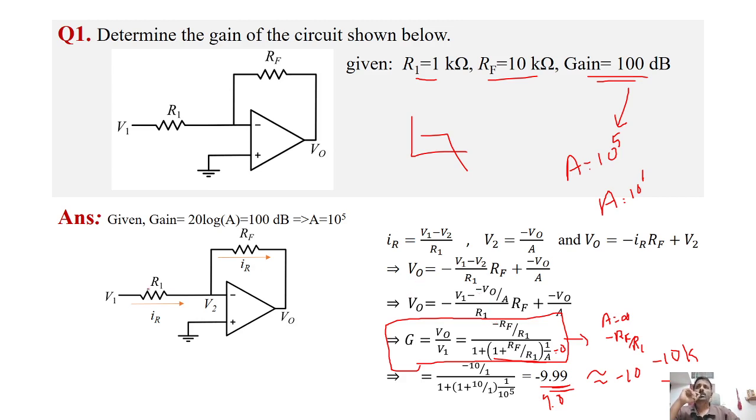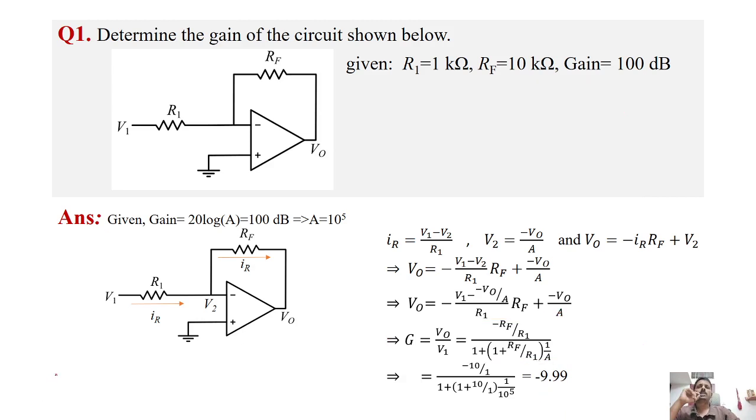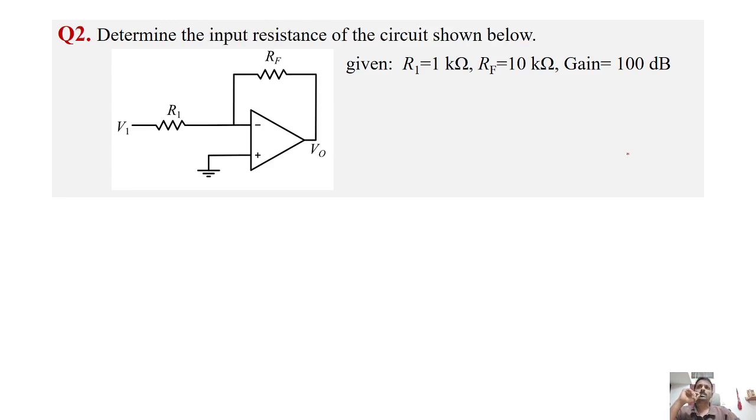So this is how we will determine the gain of an amplifier when the amplifier is non-ideal, that is, given the gain is some value, some so and so dB. Okay, so now let's go to the second question. The second question is the same one.